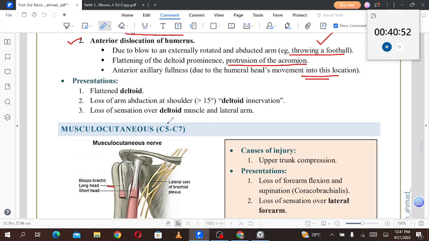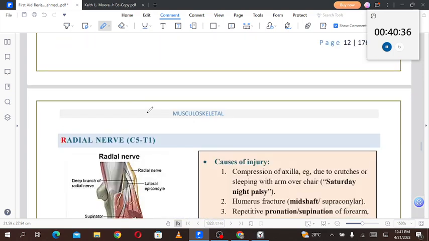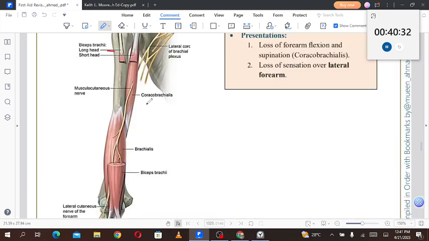Presentation: there will be a flattened deltoid because innervation is lost. Loss of arm abduction at the shoulder beyond 50 degrees because deltoid innervation is lost, and the deltoid was the main abductor. Loss of sensation over the deltoid muscle and the lateral arm. Sensations are also lost because the axillary nerve is responsible for the cutaneous innervation of this area. I guess there is a picture of that. There is no picture of that. That was not present even in the lateral atlas.